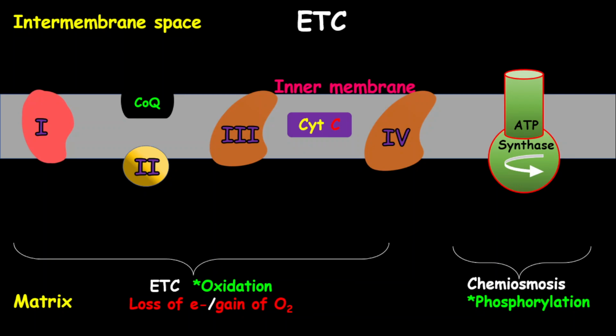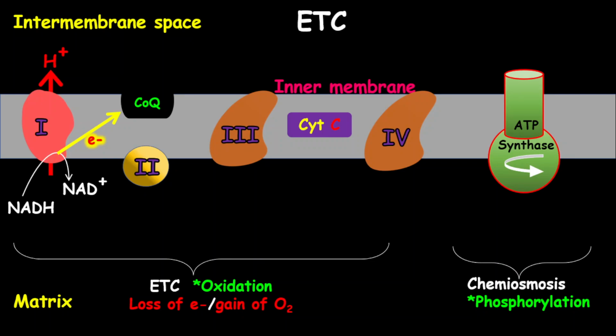For our first set of oxidation reactions, at protein complex 1, NADH will convert into NAD+. While this is taking place, electrons will be lost. Hydrogen ions will also be produced. The hydrogen ions will then be transferred over into the intermembrane space. The electrons will be transferred into coenzyme Q.